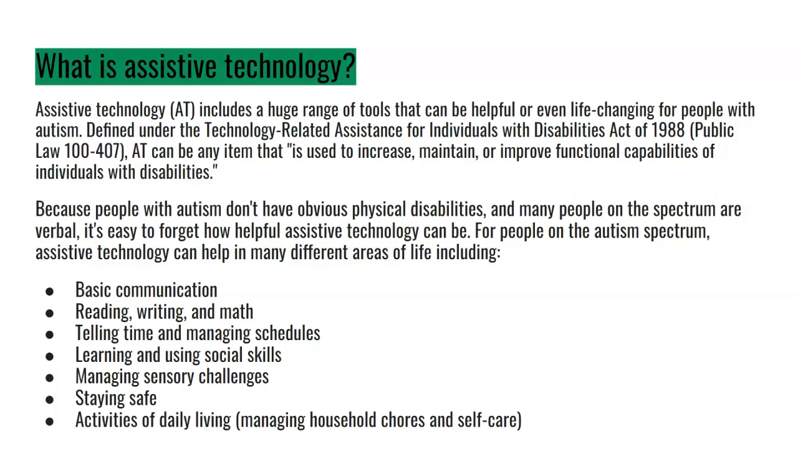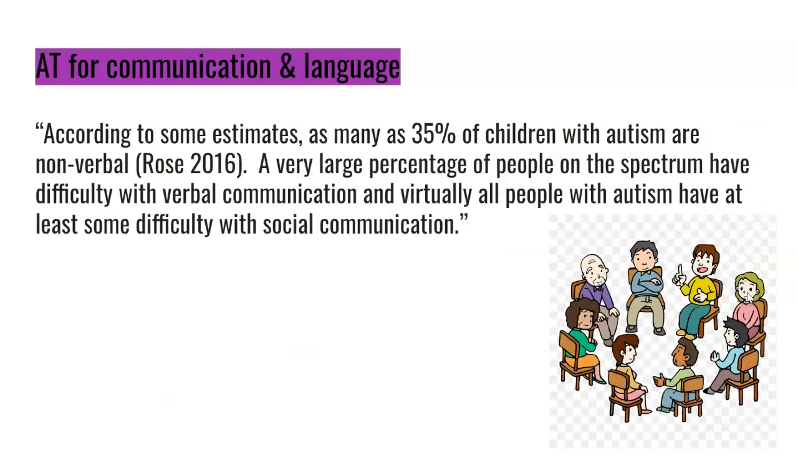Because people with autism often don't have obvious physical disabilities, and many people on the spectrum are verbal, it's easy to forget how helpful assistive technology can be. For people on the spectrum, assistive technology can help in many different areas of life, including basic communication, reading, writing, and math, telling time, managing schedules, learning and using social skills, managing sensory challenges, staying safe, and activities of daily living. We're going to touch on those here in this presentation.